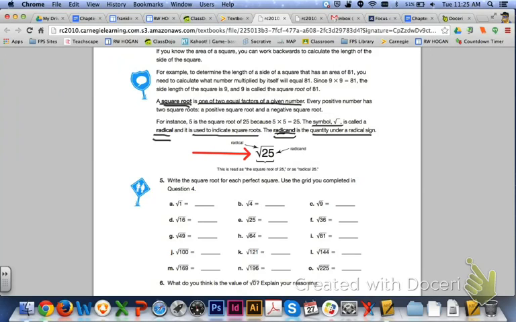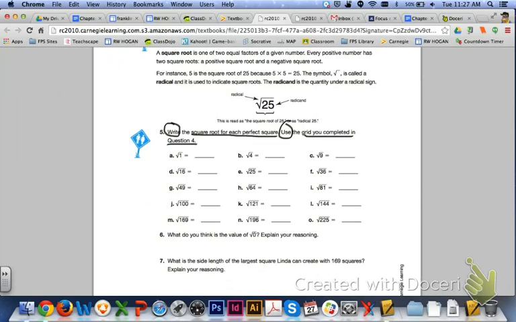So you can see a nice diagram right here. You have the radical pointing to the symbol, and you have the quantity underneath it, the number 25, that represents the radicand. This is read as the square root of 25. That's how we are going to read it.